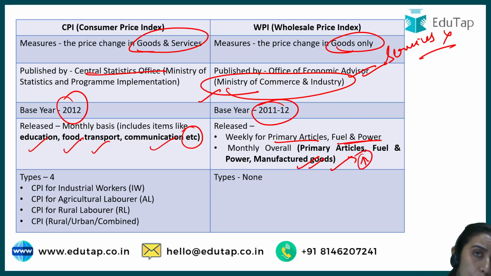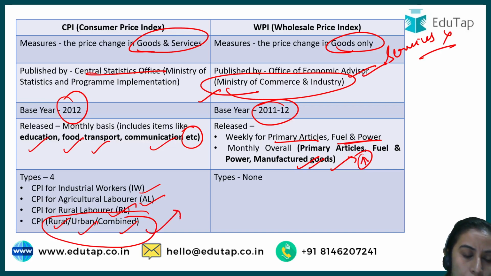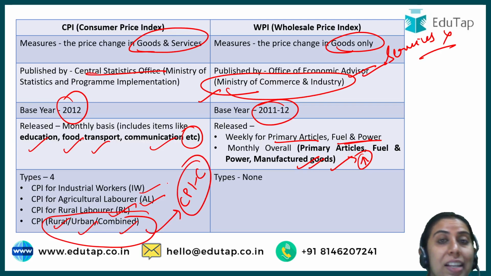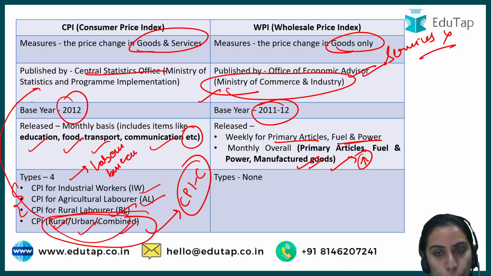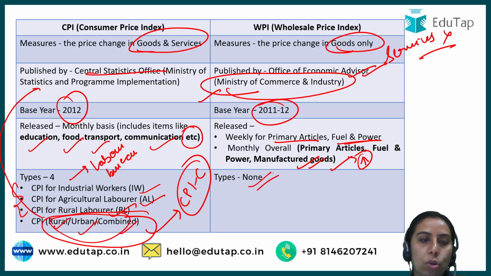Then CPI has 4 further types, guys: CPI for industrial workers, CPI for agricultural laborers, CPI for rural laborers, and CPI rural-urban combined. The one used by RBI for inflation targeting is CPI-C, CPI combined. These three are released by the Labour Bureau. Our concern is not much here. Why? Because RBI is not using them. RBI is using this one, and it is released by your CSO. While WPI has no such types, right?